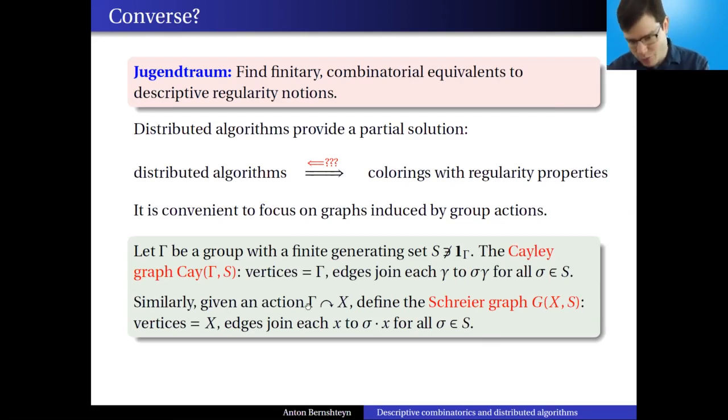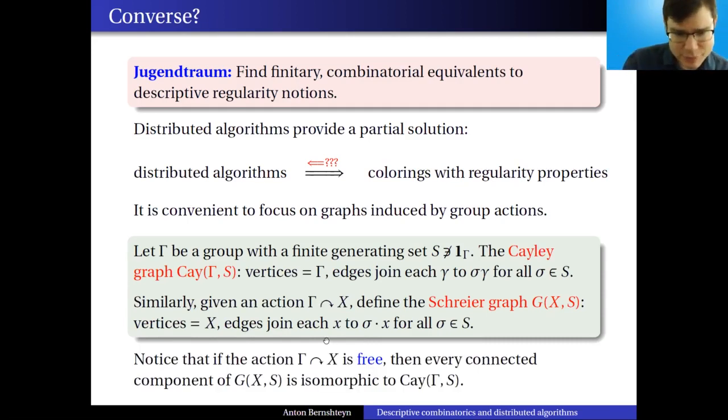Similarly, more generally, if a group Gamma is acting on some space X, you can define the Schreier graph of this action, G(X, S), by making the vertex set X, and edges join each point x to sigma times x for every sigma in S. So the Cayley graph is like the Schreier graph of the left multiplication action of the group on itself.